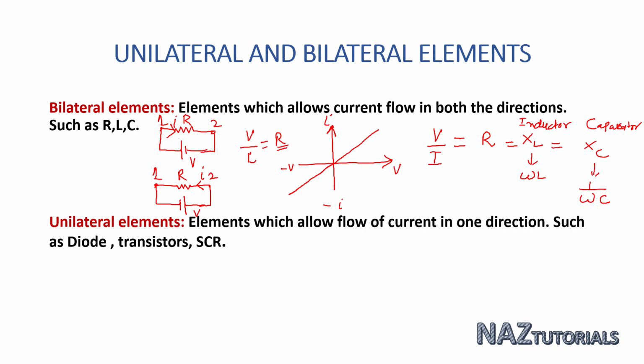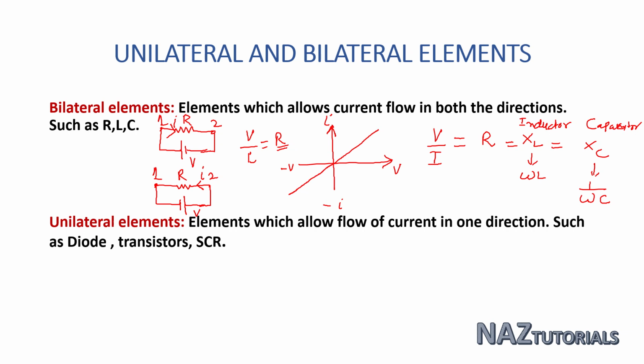For a DC source, their behavior will be something different. We will discuss it in coming topics. But their VI characteristics remain the same, and they allow the flow of current in both directions. So resistor, inductor and capacitor are basically bilateral elements, which allow flow of current in both directions and give the same VI characteristics for both directions of current.